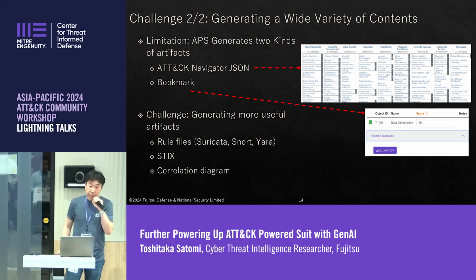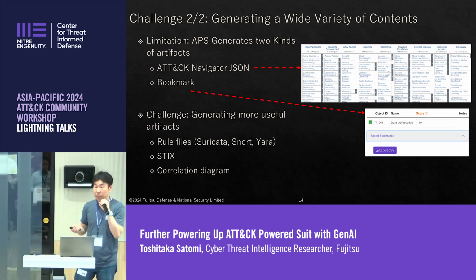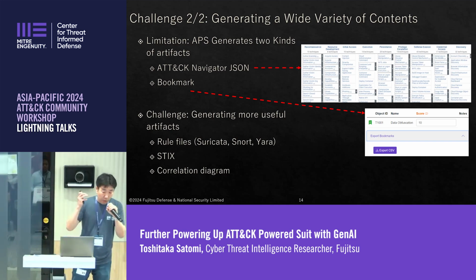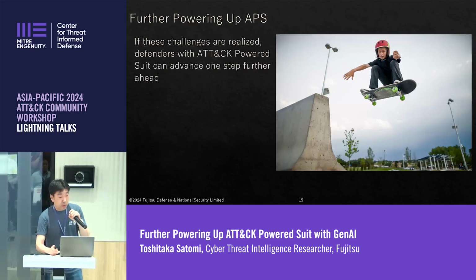The second challenge is generating a wide variety of contents. The current ATT&CK Powered Suit can generate ATT&CK Navigator matrix data as JSON, and bookmark data as CSV. These artifacts are still useful. However, I believe if defenders can generate things like rule files, Sigma content and correlation diagrams from ATT&CK, these are very useful. I took this feature as a second challenge. If these challenges are realized, defenders with ATT&CK Powered Suit can advance one step further ahead.